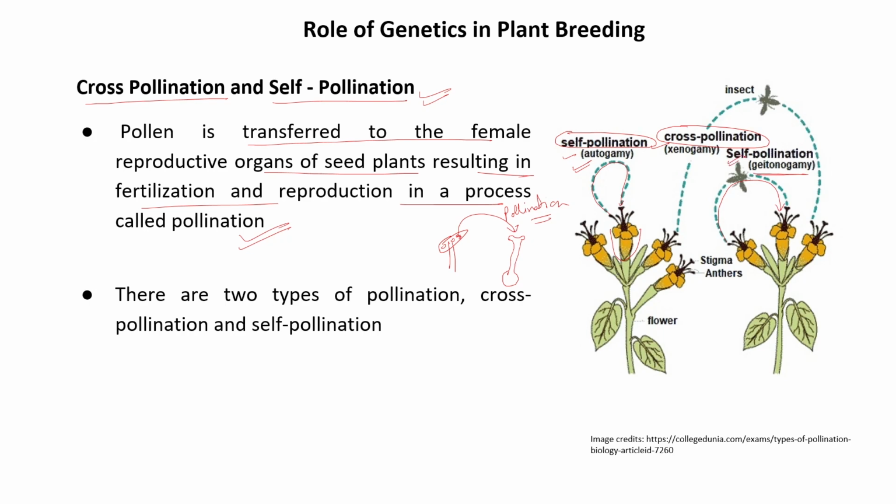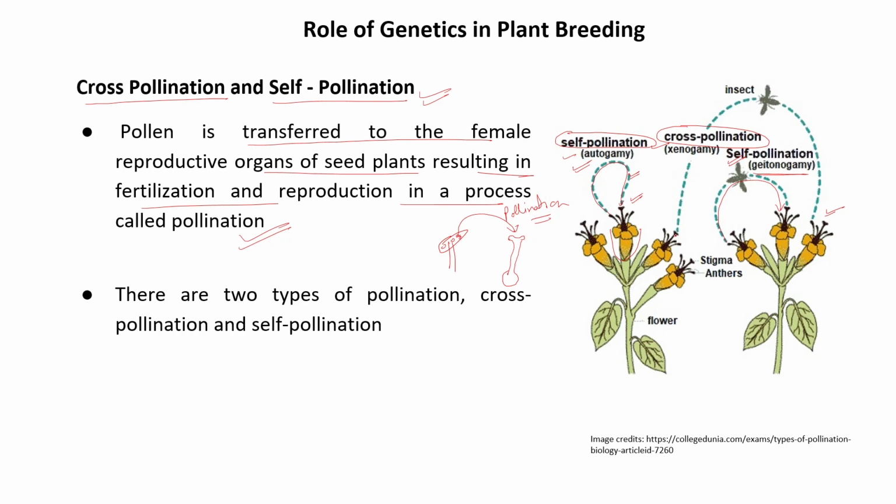So this is again a type of self-pollination, that is, pollination occurring on the same plant but a different flower. Here, the pollination is occurring on the same flower, right? The difference is that in autogamy, the pollination takes place in the same flower, whereas in geitonogamy, the pollination takes place between two different flowers on the same plant. But both are self-pollination.